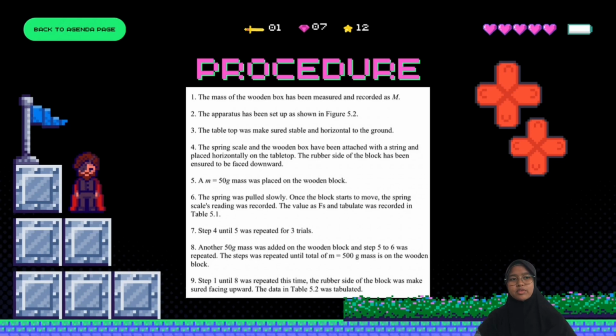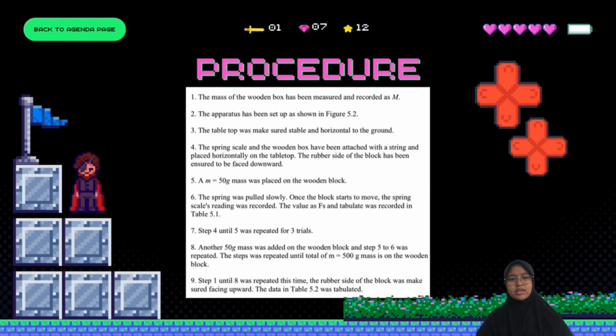The spring scale was pulled slowly. Once the block started to move, the spring scale reading was recorded as F and tabulated in table 5.1. Steps 4 until 5 were repeated for 3 trials. Another 50 gram mass was added on the wooden block, and steps 5 to 6 were repeated. The step was repeated until a total M equal to 500 grams was on the wooden block. And last but not least, steps 1 until 8 were repeated.